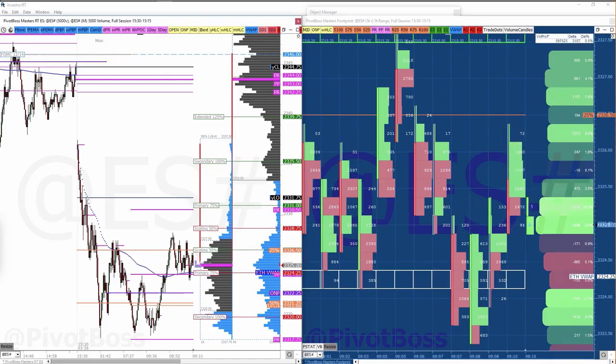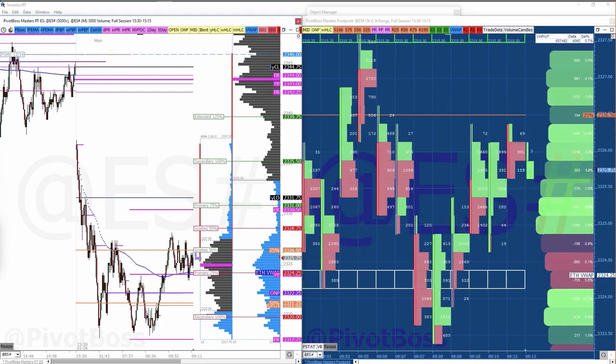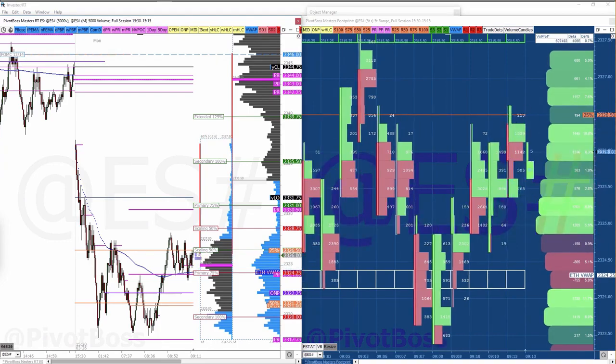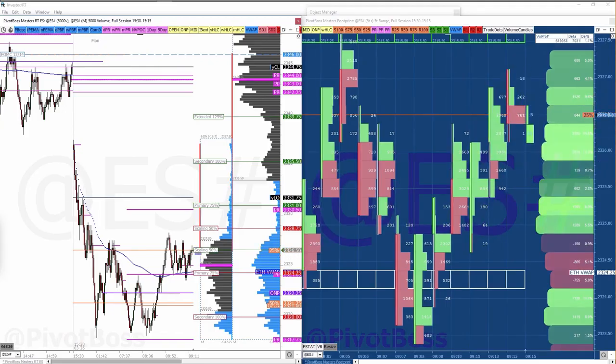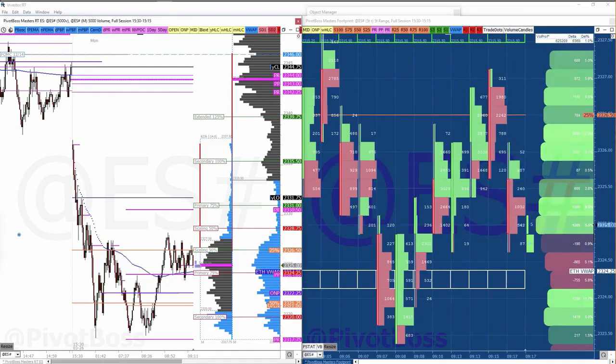We got within 7 points, within 8 points of reaching our major swing buy zone. That was our 80 to 90 to 100 point buy zone. And then the bulls came in and started defending a little early. So that's something to keep in mind.